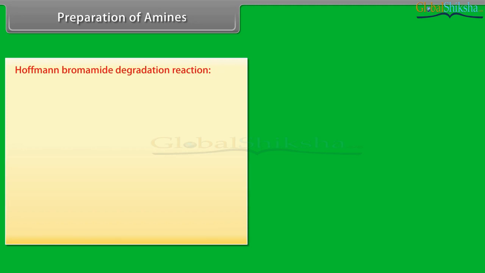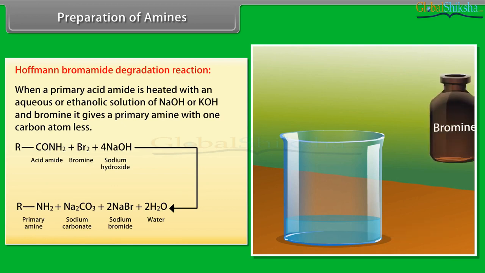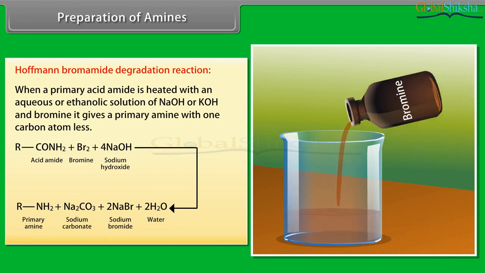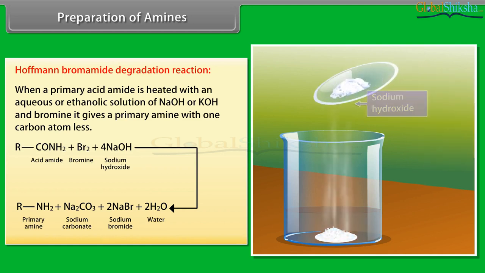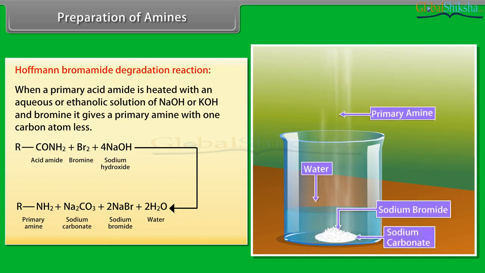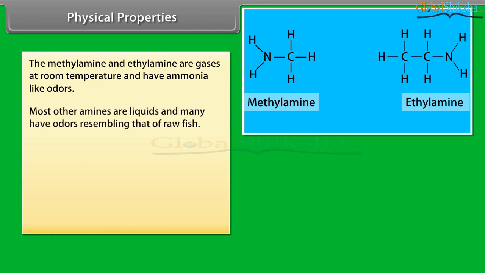Hofmann-bromamide degradation reaction. When a primary acid amide is heated with an aqueous or ethanolic solution of NaOH or KOH and bromine, it gives a primary amine with one carbon atom less. Physical properties. The methylamine and ethylamine are gases at room temperature and have ammonia-like odors. Most other amines are liquids and many have odors resembling that of raw fish.